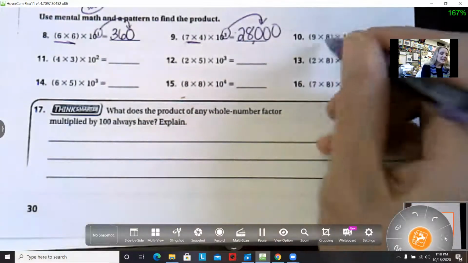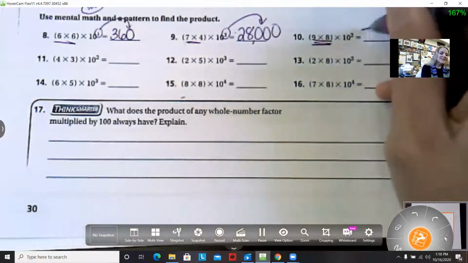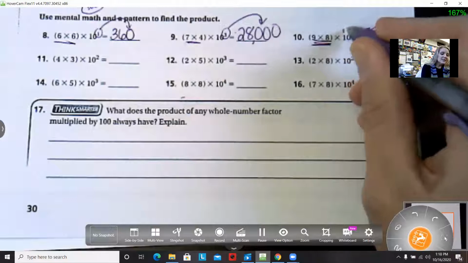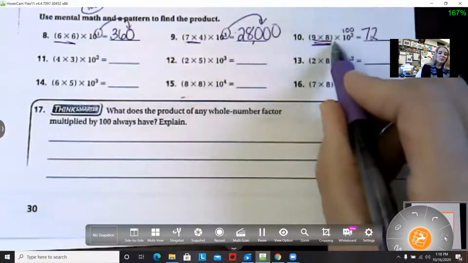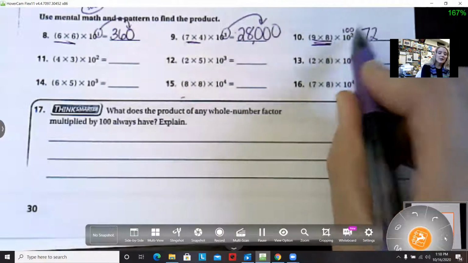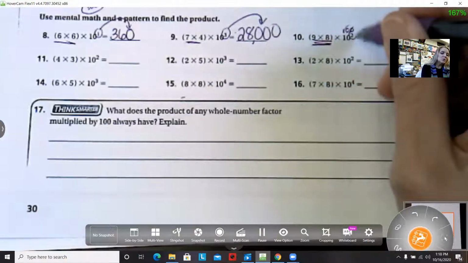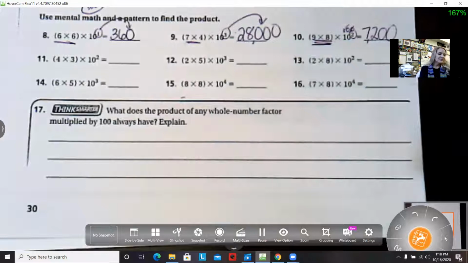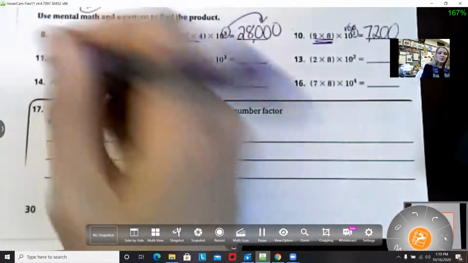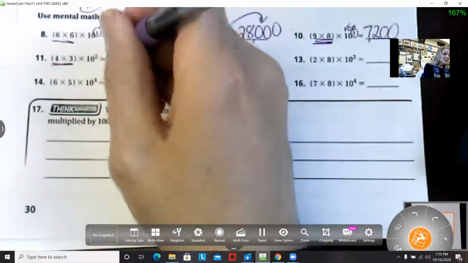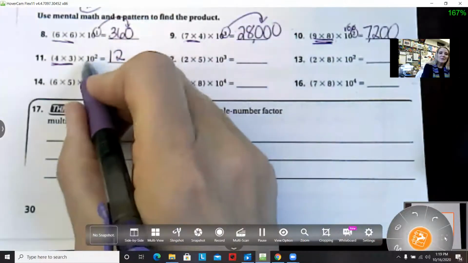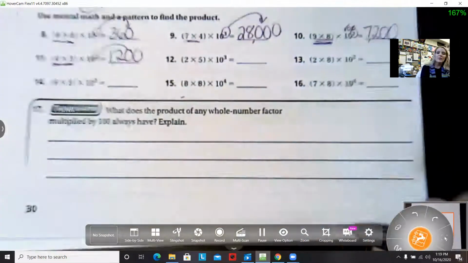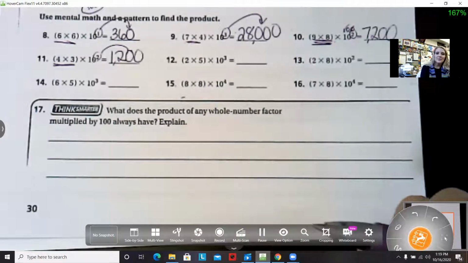Number 10, 9 times 8. 72, good job. Times 10 to the second power means a 1 with 2 zeros, so you're multiplying 72 times 100, meaning I have to add those 2 zeros to the end. 7,200. Number 11, 4 times 3, 12. Good job. And how many zeros do I add? Those two. So 1,200.